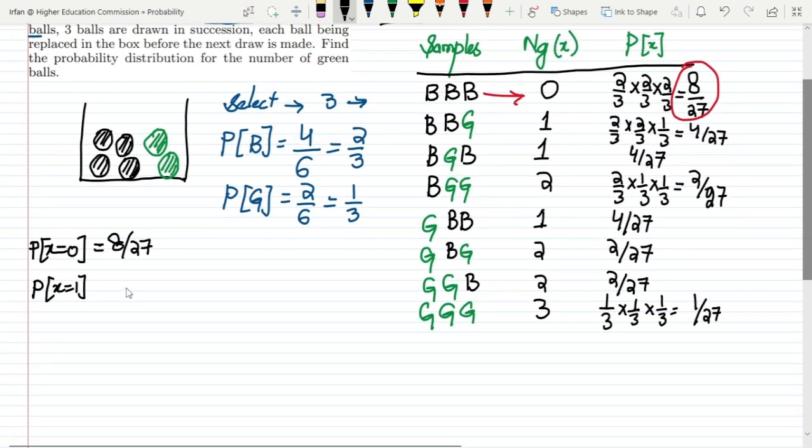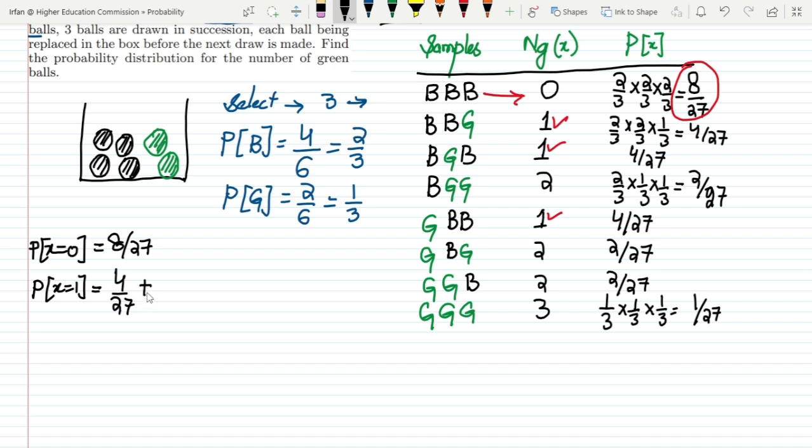Here we will have to see what are the events where x is equal to 1. So I have this and this. These are the three events in which x is 1. So I have to add them together. So 4 by 27 for the first one, plus 4 by 27 for the second, and 4 by 27 for the third, or multiplying the single item by 3. So what will I get here? I will have 12 divided by 27.